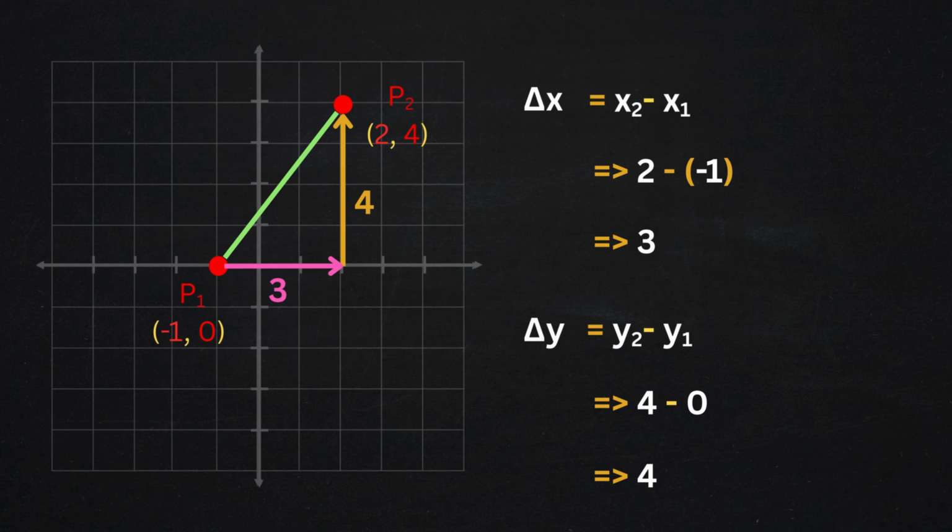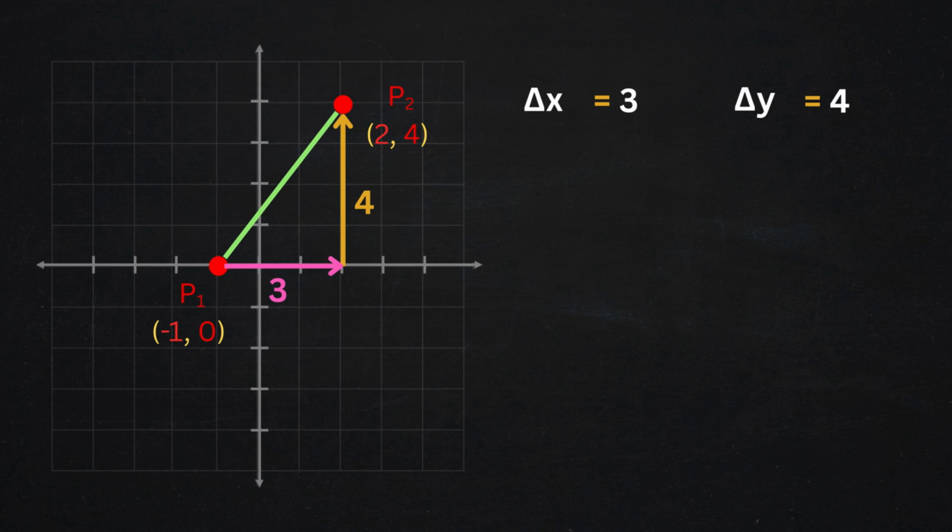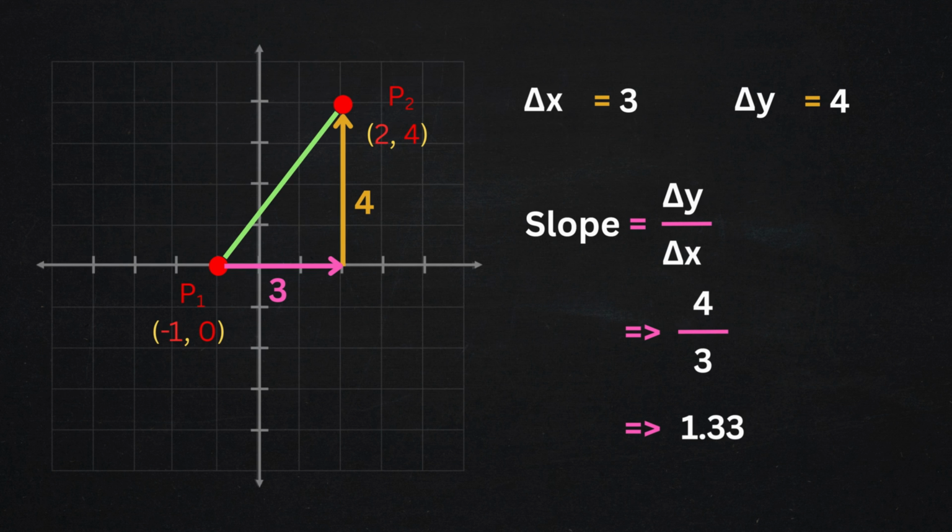Now let's use these values in our slope formula. As we know, slope equals delta y by delta x. Therefore, we get 4 by 3, which is equal to 1 1/3, or 1.33 up to 2 decimal places. This means for every 1 unit you move in the x direction, the y value increases by 1.33 units.